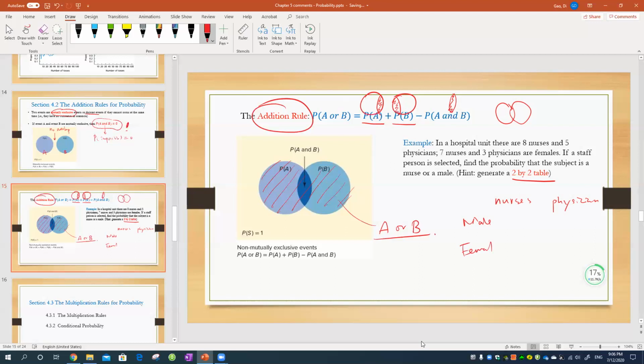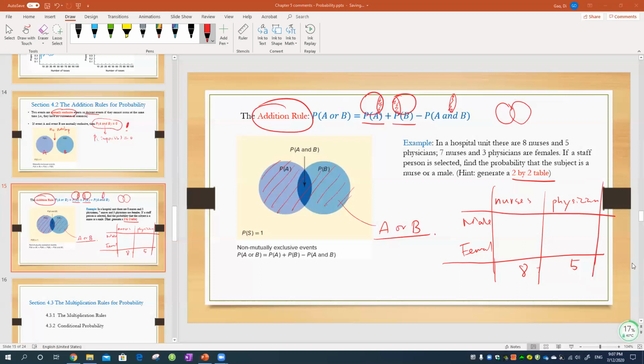In a hospital, there are 8 nurses and 5 physicians. So regardless of the gender, we have 8 nurses and 5 physicians. The marginal totals of nurses and physicians will be 8 and 5. And 7 nurses and 3 physicians are female. So for the total of 8 nurses, 7 are female, and 3 physicians are female. Then that tells us we have 2 male physicians and 1 male nurse.